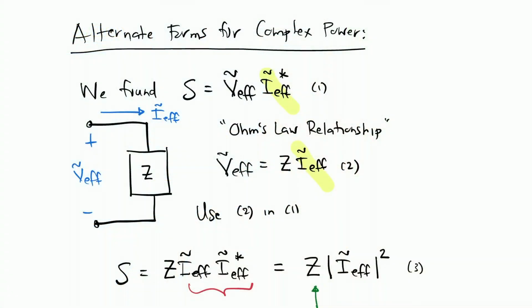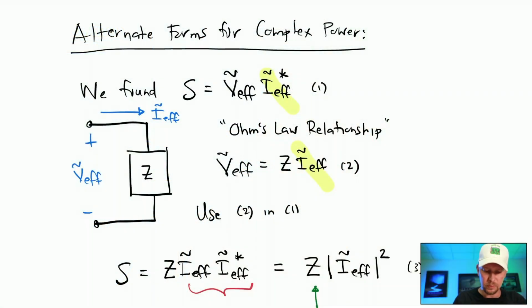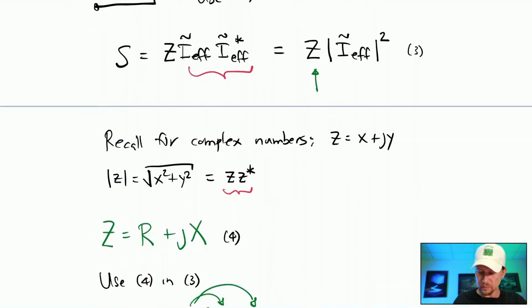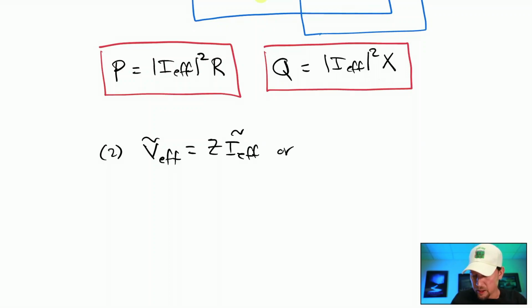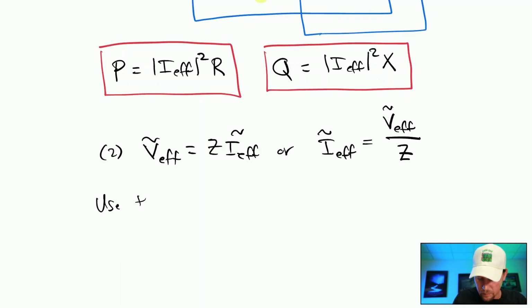So that's one of the things that I'm going to do: I'm going to solve for the effective current in 2 and then replace it in 1. So here, if I have equation 2, which is the effective voltage is equal to the impedance times the effective current, I can rewrite it as, well, the effective current is equal to the effective voltage divided by the impedance, right? And I can use this directly in 1.